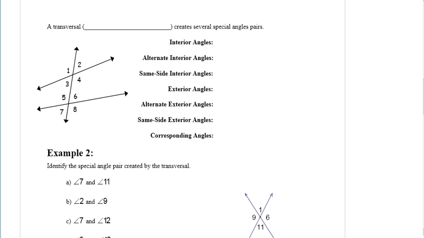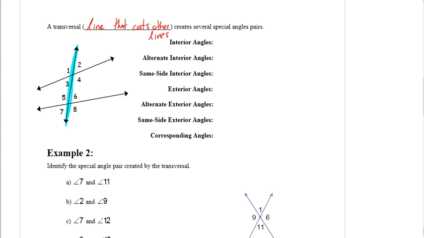Okay. Next thing, adding on to that, is a transversal, or just a line that cuts, we could say, other lines. Creates several special angle pairs. So basically, this is your transversal. Okay, it's cutting those other two lines by going through them.